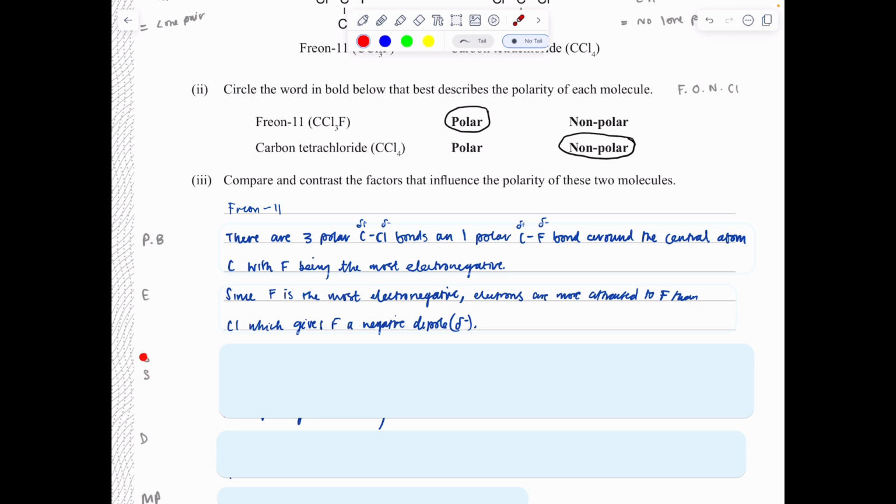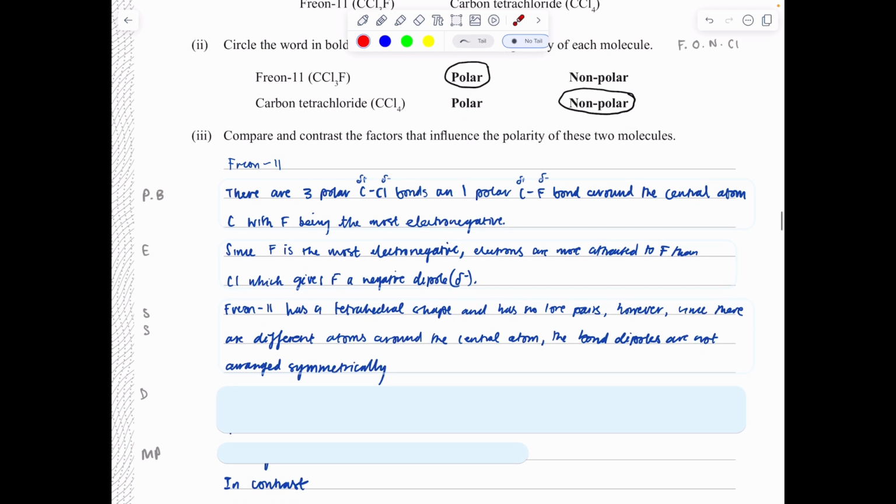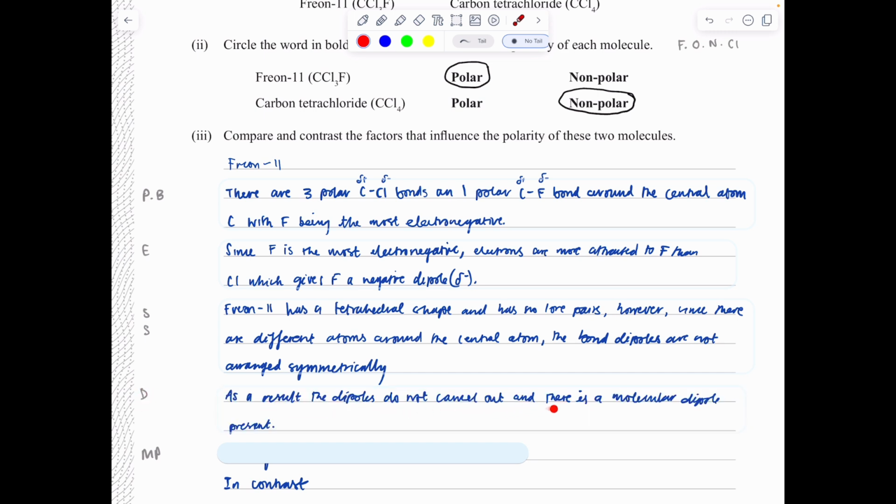The next thing we're going to talk about is shape and symmetry. So Freon has a tetrahedral shape and has no lone pairs. So far, this is what kind of alludes to the fact that it could be symmetrical, but not so fast. However, since there are different atoms around the central atom, the bond dipoles are not arranged symmetrically, okay? So it's not symmetrical. What does this mean? For the dipoles, D for dipoles. As a result, the dipoles do not cancel out, and there is a molecular dipole present.